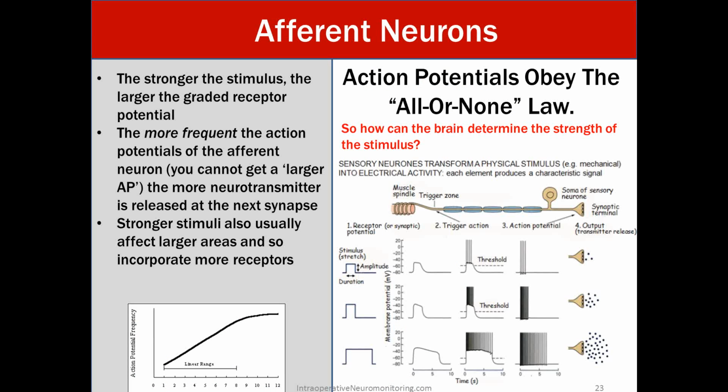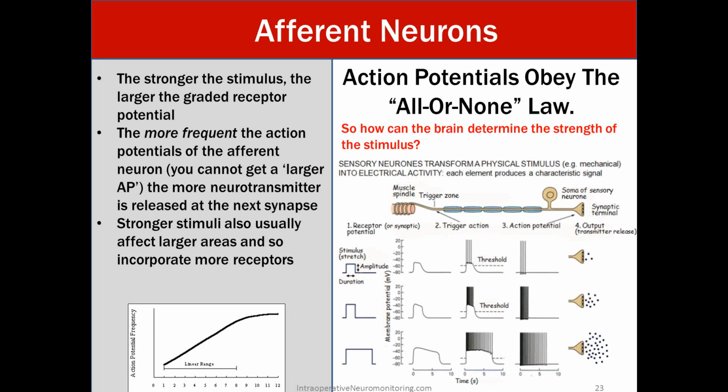Afferent neurons. The stronger the stimulus, the larger the graded receptor potential. The more frequent the action potentials of afferent neurons, since you cannot get a larger action potential, the more neurotransmitter is released at the next synapse. Also, a stronger stimulus usually affects larger areas, so it incorporates more receptors. Here we're looking at action potentials that obey the all-or-none principle.